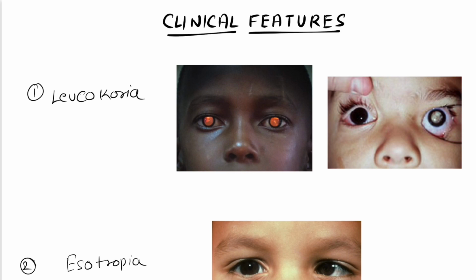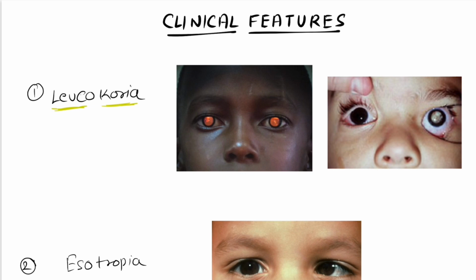What are the manifestations of retinoblastoma? There are three manifestations you have to remember. Let's start with the first one, leukocoria. What does that mean? Leukocoria means white pupil. Do we normally have a white pupil reflex?